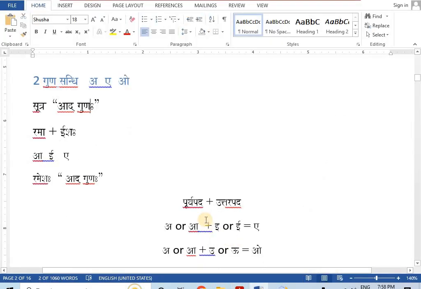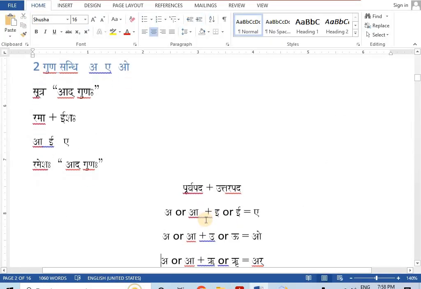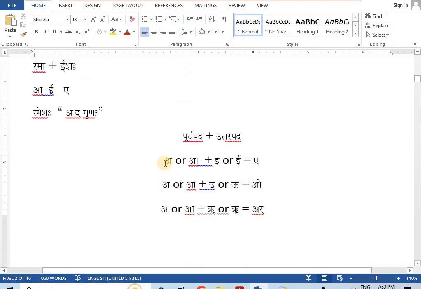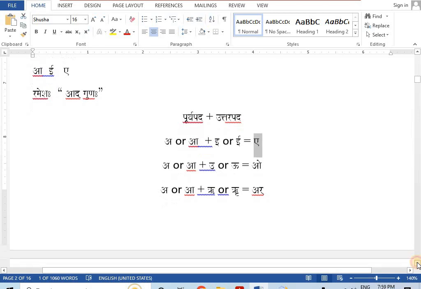Here, in guna sandhi, the previous word ends with A or A, and the next word begins with E or E, U or U, Dirgha Ru or Ru. The answer is as simple as A, O and R. I have made it simple actually. That was the simplification that I did, but right now we are studying as per the sutra.